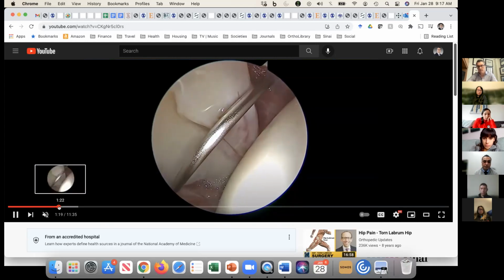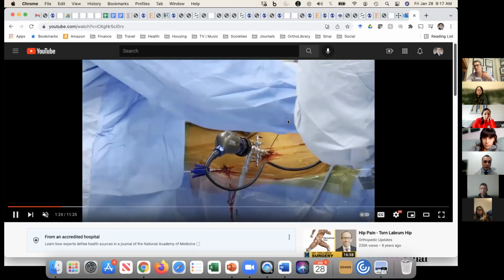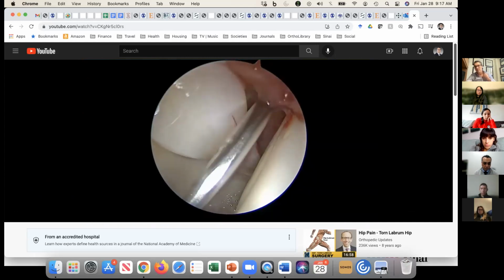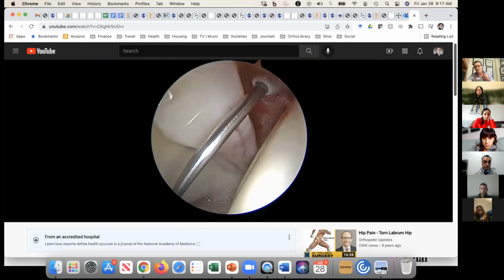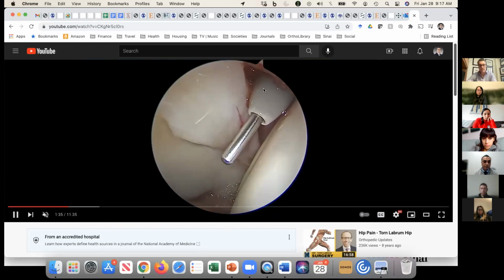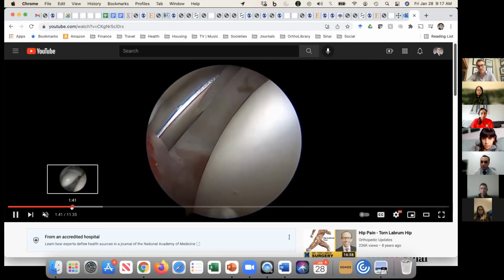There it is. So there's the needle making the next portal, and you have to be careful. You see how tight the space is, right? So you don't hit the head, you don't get into the labrum. Now you're dilating that and creating the other portal. So you're right in between your head and the labrum, and you're setting up your other portal, which is the mid-anterior portal typically.